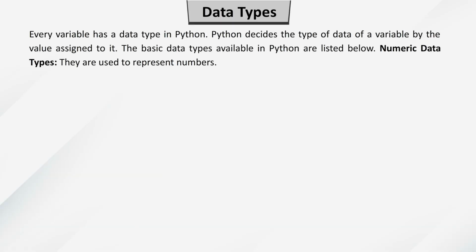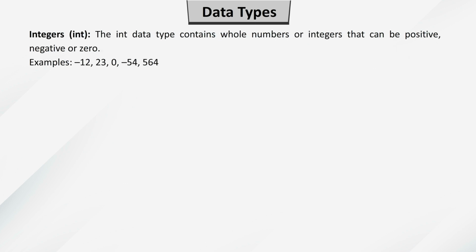Data types. Every variable has a data type in Python. Python decides the type of data of a variable by the value assigned to it. The basic data types available in Python are listed below. Numeric data types. They are used to represent numbers. Integers, int. The int data type contains whole numbers or integers that can be positive, negative, or 0.